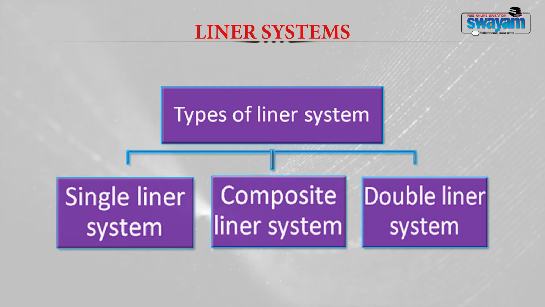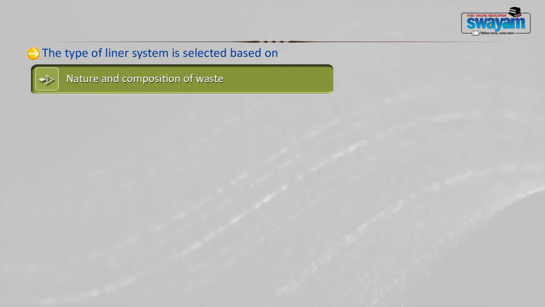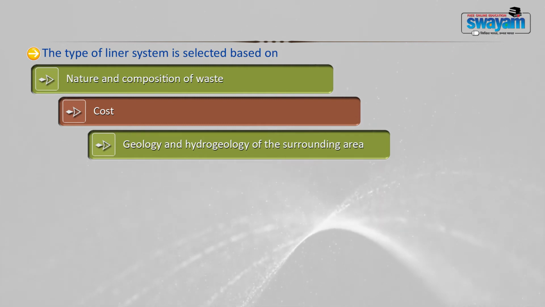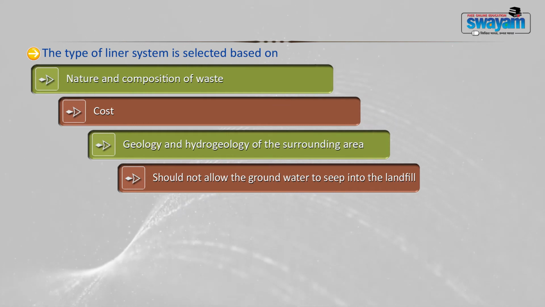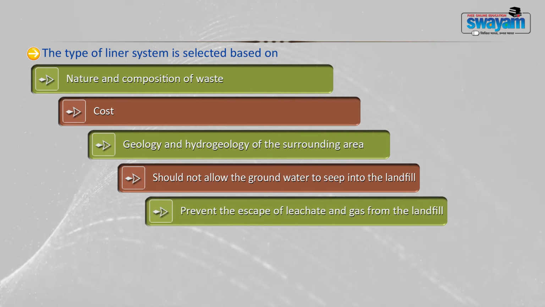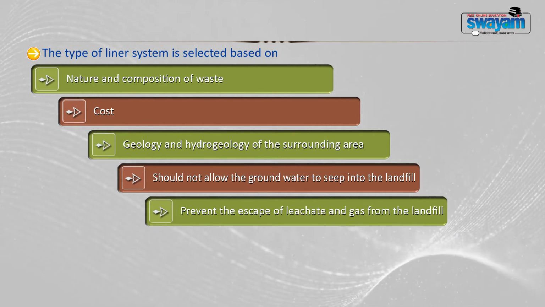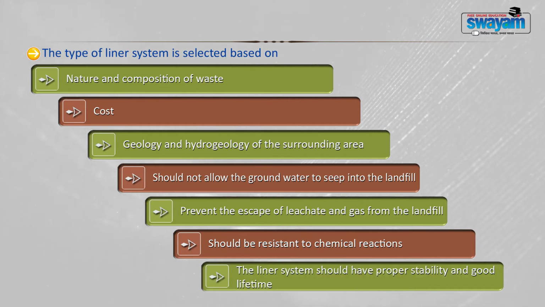Now, the type of liner system is selected based on the nature and composition of waste, cost, geology and hydrogeology of the surrounding area. Plus, they should not allow the groundwater to seep into the landfill. Also, they should prevent the escape of leachate and gas from the landfill. Other important characteristics are that they should be resistant to chemical reaction, they should have proper stability and good lifetime. Now, let us discuss each of them in detail.